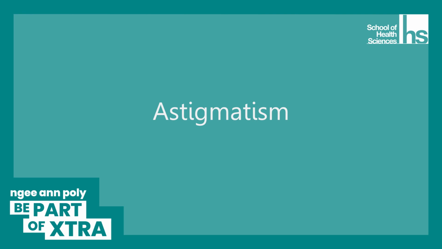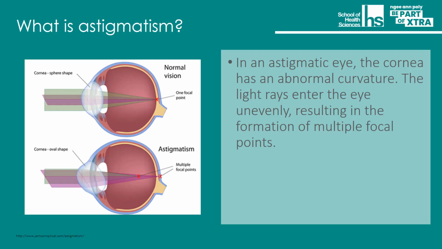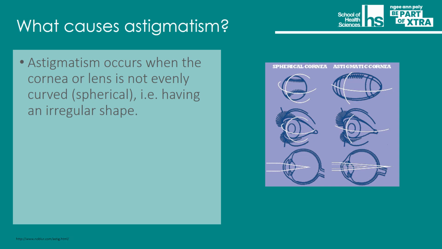The last type of refractive error that we talk about is astigmatism. So, what is astigmatism? In an astigmatic eye, the cornea has an abnormal curvature. The light rays enter the eye unevenly, resulting in the formation of multiple focal points. So what causes astigmatism? Astigmatism occurs when the cornea or lens is not evenly curved, thus having an irregular shape like a rugby ball instead of a football.